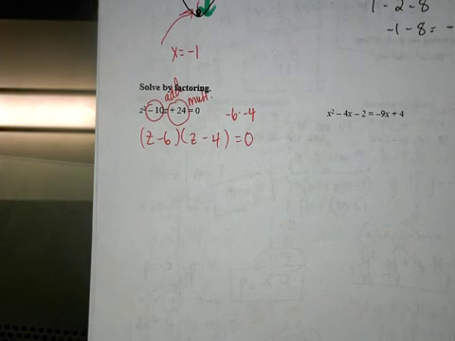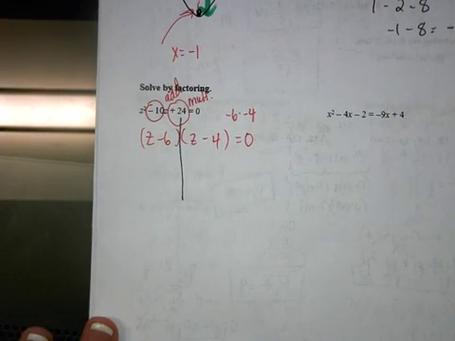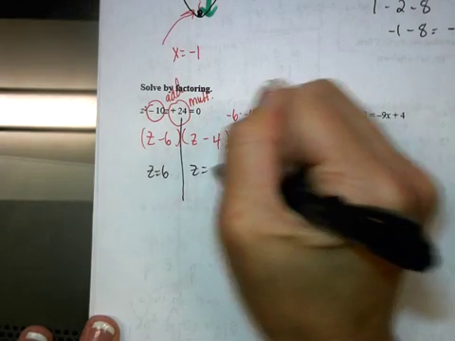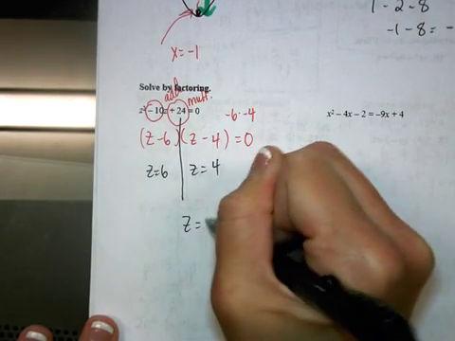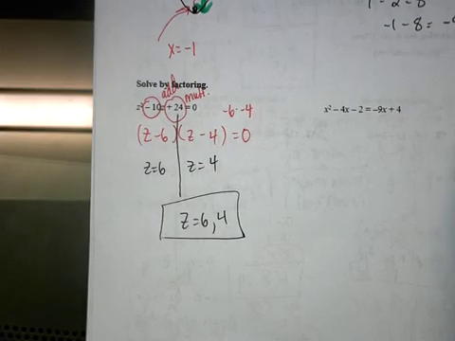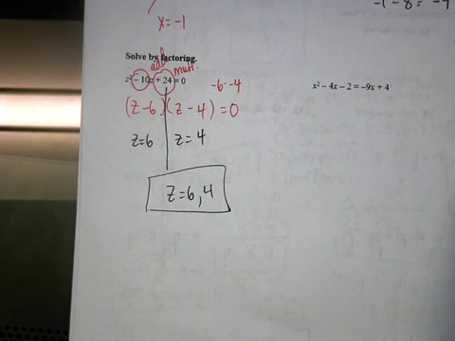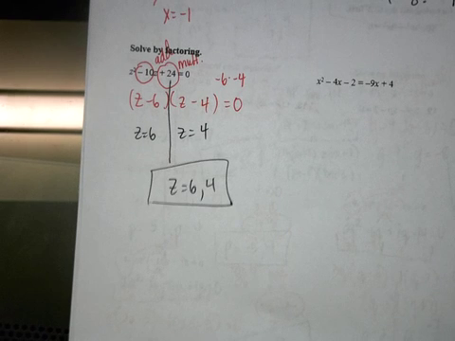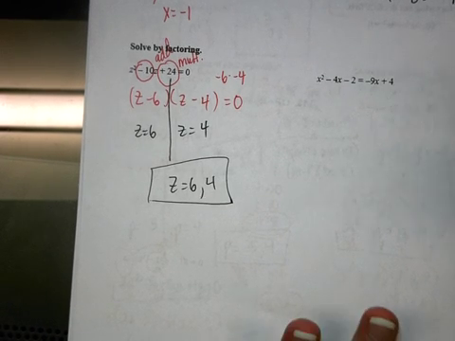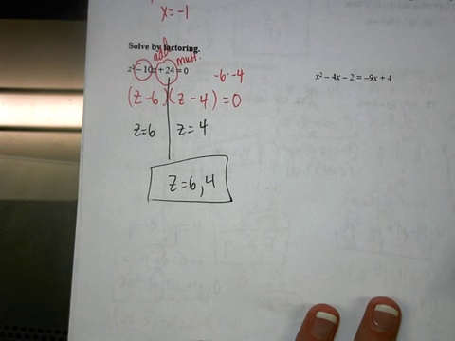So when I set those equal to 0, what do I get? Good. Z equals 6 and Z equals 4. So those are my answers. 6 and 4. Okay. What is the problem with the second example? It's not set equal to 0. So what will I do?